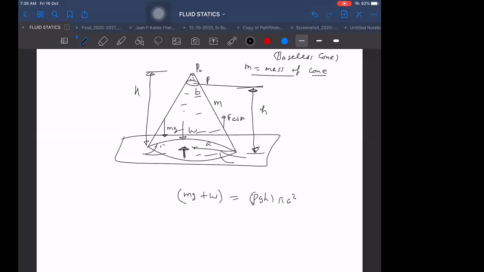What is unknown in this? Weight is also unknown, but we can write weight in terms of B and A. That we will write. Mass is given to us. So I think this single equation would be enough.